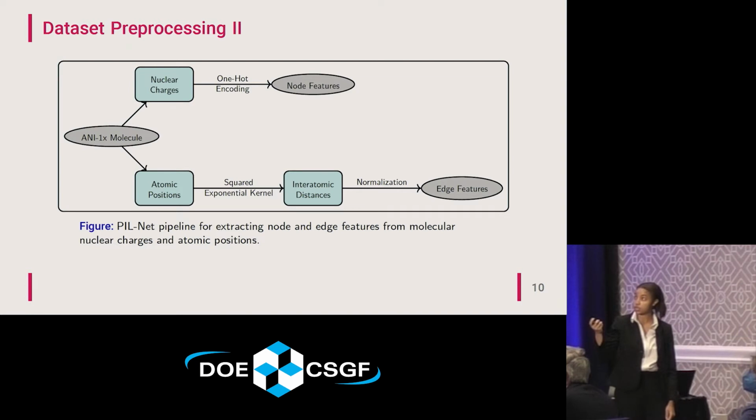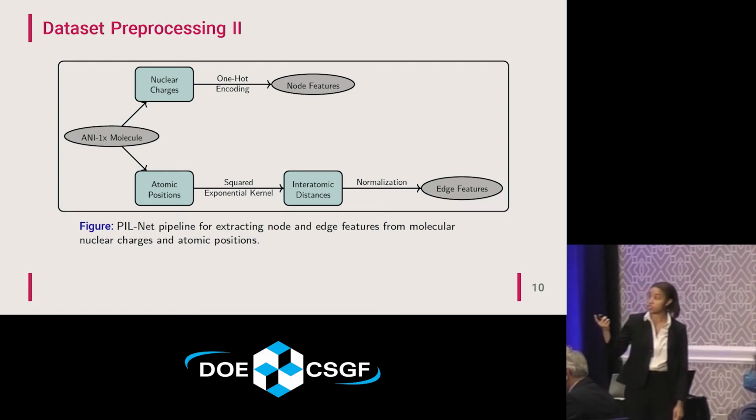So you have your Ani-1X molecule, and from that dataset you also have nuclear charges and atomic positions. To the nuclear charges we apply a one-hot encoding, so basically we have a bit vector, and we set a bit depending on what kind of element we're referring to. That gives us the node features. The reason we do this is so that we can show the network this is categorical data, so we don't want the network to decide that carbons are more important than hydrogens because of their different scaling.